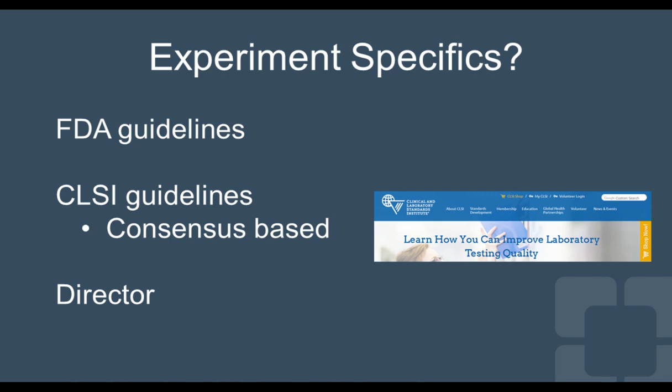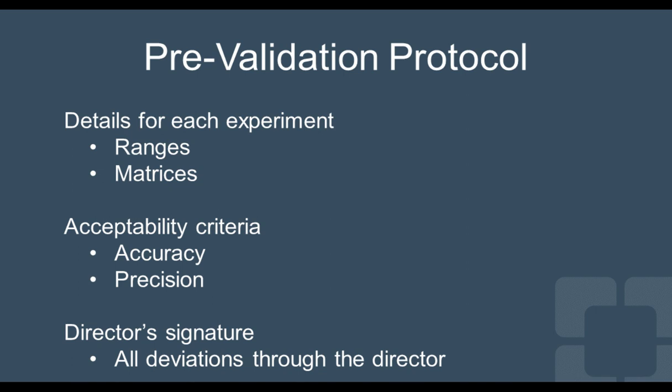Before starting a validation experiment, we want to make sure that we have a strong pre-validation protocol. So with this, we list the details in regards to what experiments we want to perform, the ranges we want to measure, the different matrices, for example, the material we're going to use. We have the acceptability criteria of what a failing or passing experiment looks like, and then ultimately any deviation from this requires a director's signature.